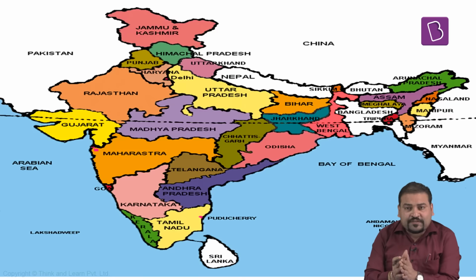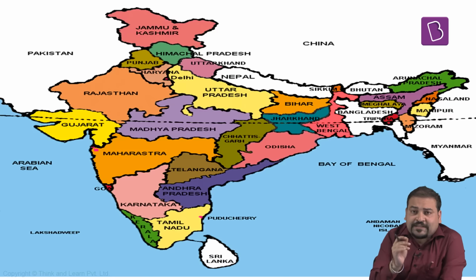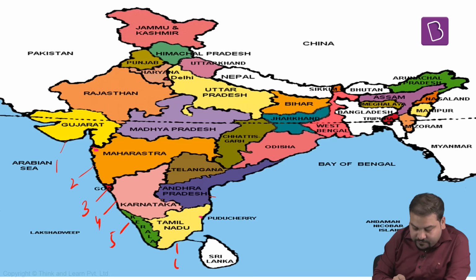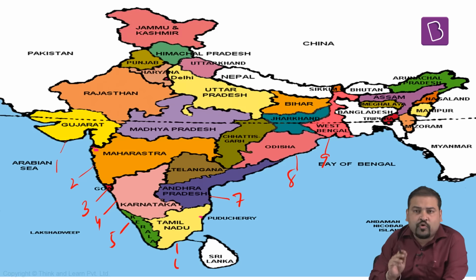First of all, let us look at all the states that have coastal areas. So which all are those states? Gujarat, Maharashtra, Goa, Karnataka, Kerala, Tamil Nadu, Andhra, Odisha, West Bengal. So overall 9 states have coasts.